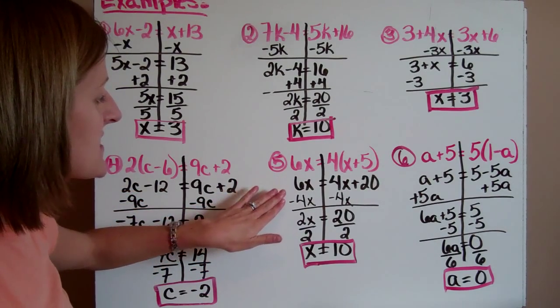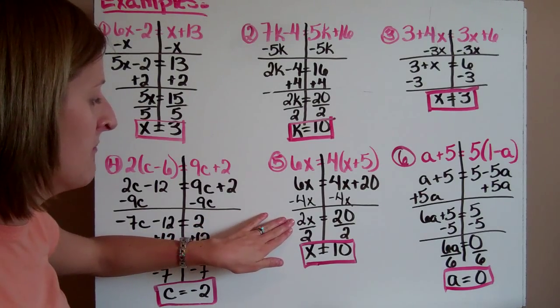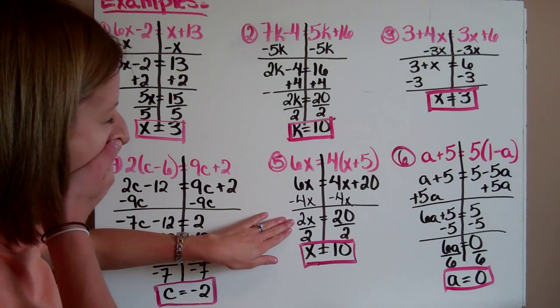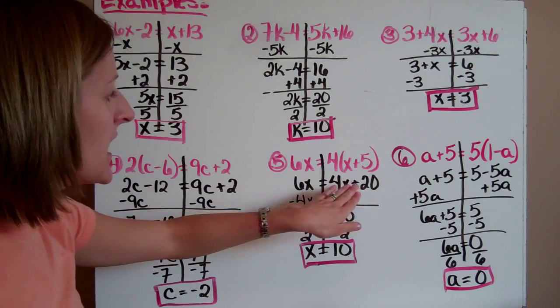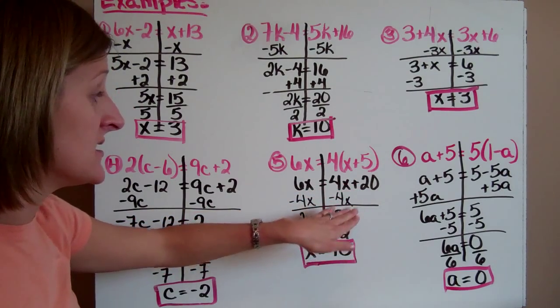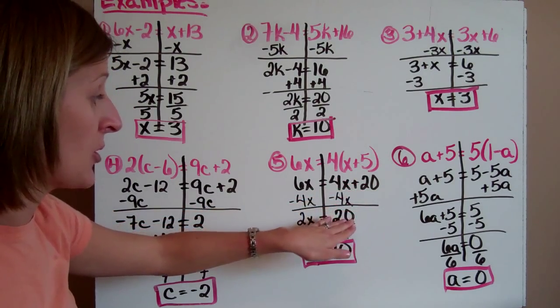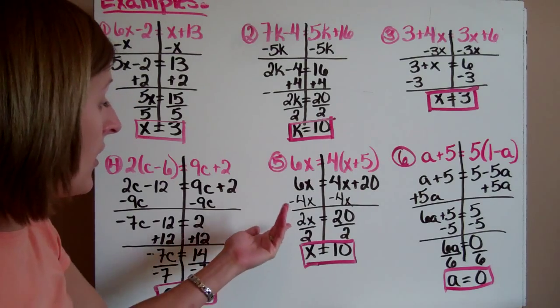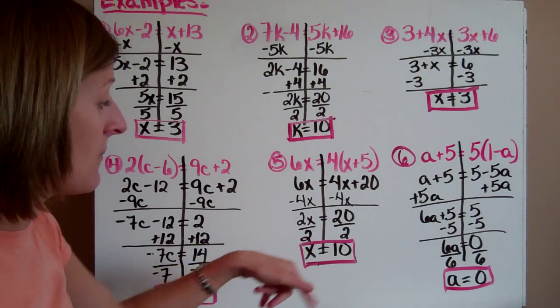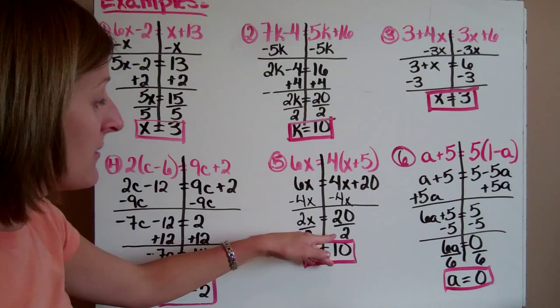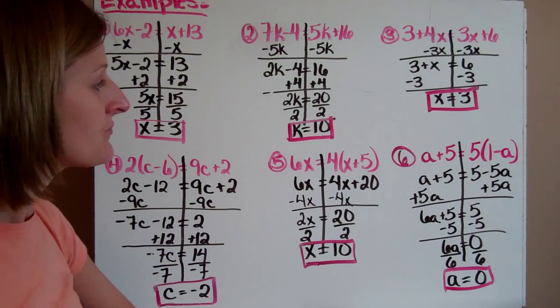So if I do 6x minus 4x, that's going to give me 2x. And 4x minus 4x is just 0, and I bring my 20 down. Now all I have to do is divide by 2 on both sides, and 20 divided by 2 is 10.